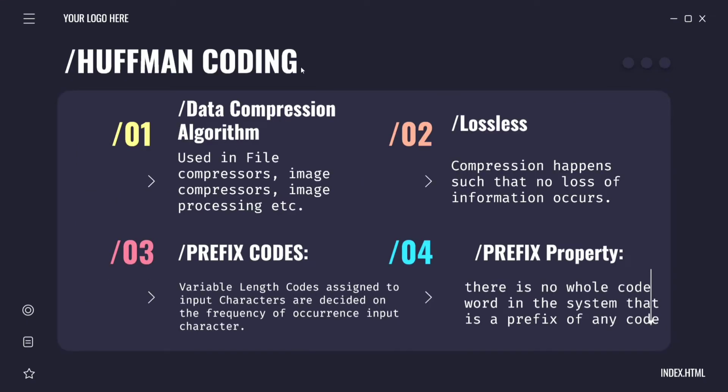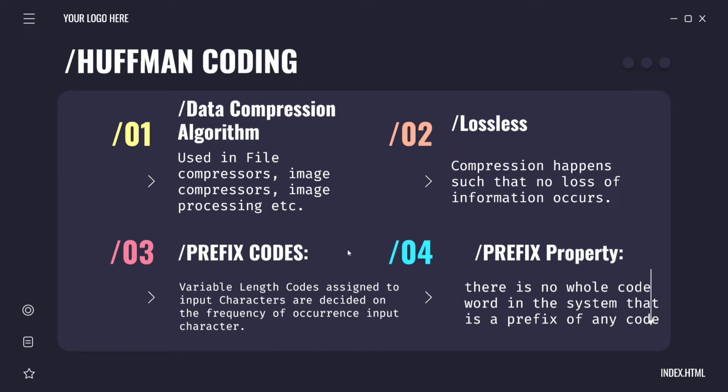So, Huffman coding algorithm is basically a data compression algorithm, and it is used in file compressors, image processors, and image compressors, etc. It is a lossless data compression algorithm, meaning that compression happens such that no loss of information occurs. And it uses prefix codes. So prefix codes are basically variable length codes that are assigned to the input characters, and they are decided on the frequency of the occurrence of input characters.